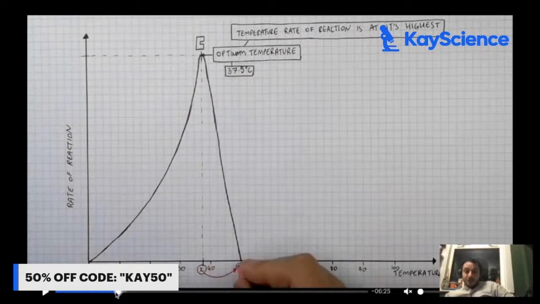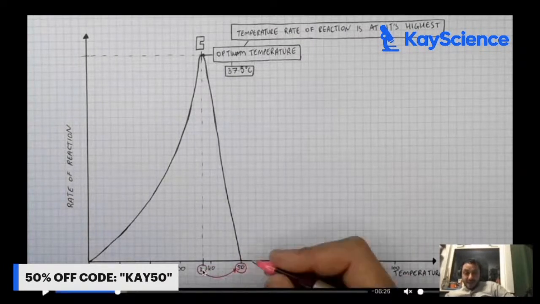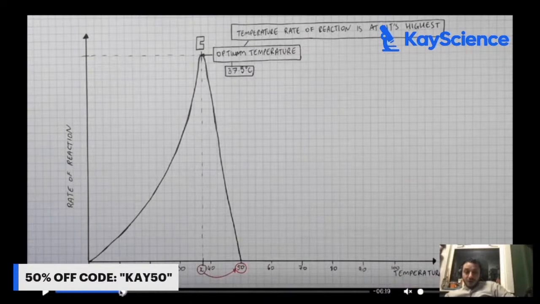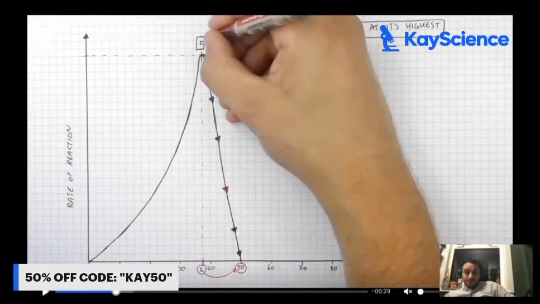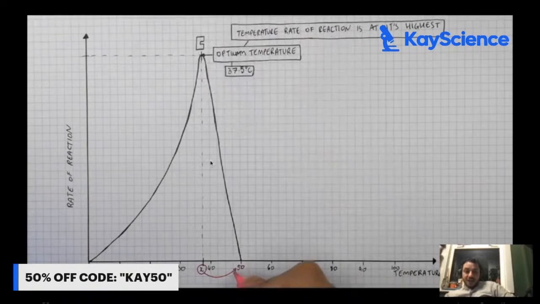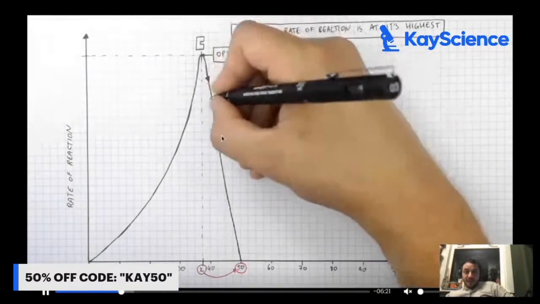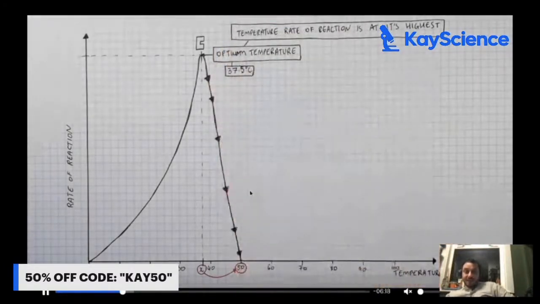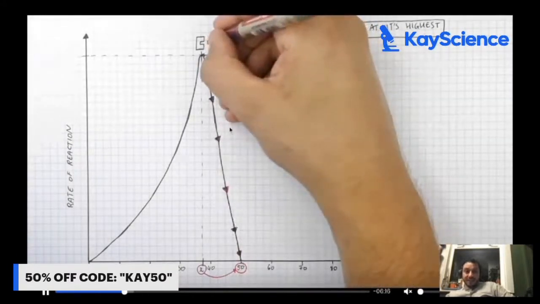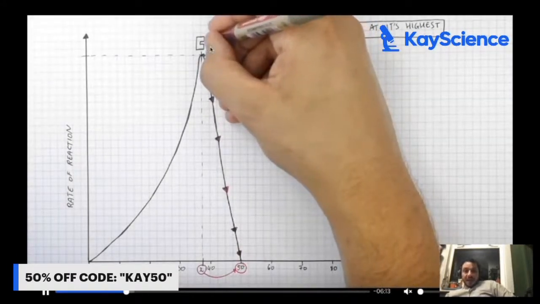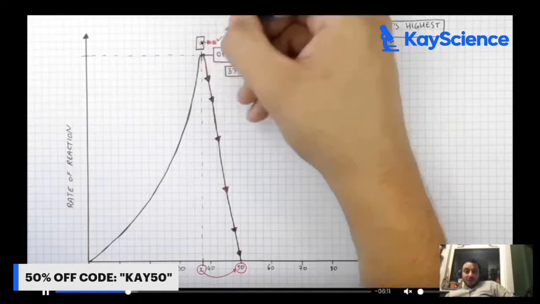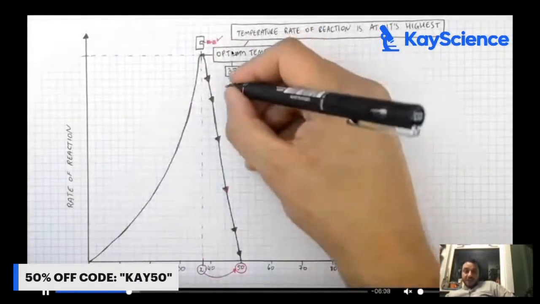So let's now move on to explain what happens if you increase temperature beyond the optimum temperature. As you can see here, as you increase the temperature from 37, which is the optimum, to 50, the rate of reaction decreases. At the optimum, the enzyme is fully formed and the active site is not denatured.